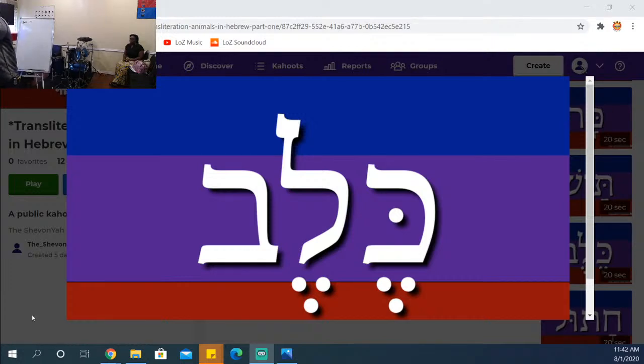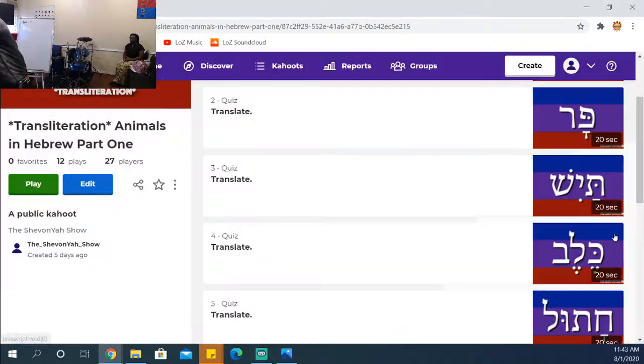And of course, if this is Caleb, these three dots make what sound? Eh. The best way I figured out to remember this is to think of an elephant: two ears and a trunk. Ke. Lev. Caleb.